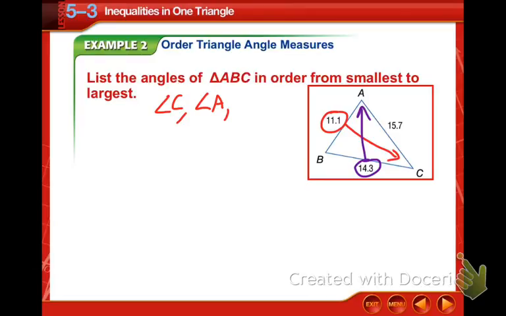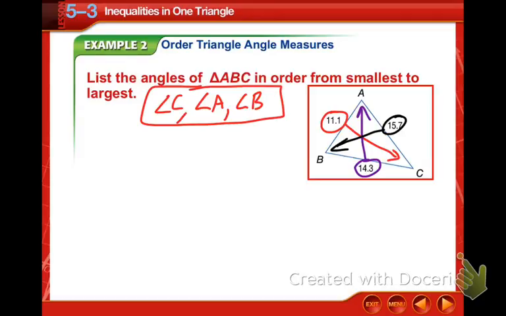And then our last one, the only one left, 15.7 is the largest side. It is opposite of angle B. So that means that angle B is our largest angle. So the order is angle C, angle A, angle B.